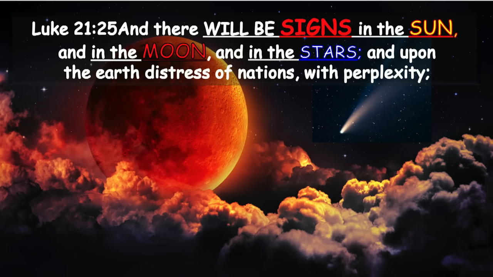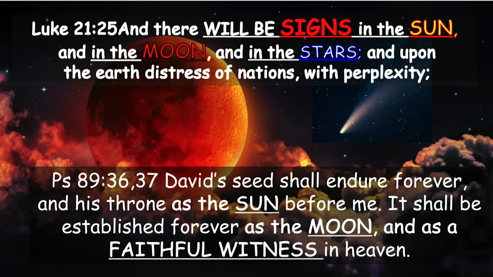And the nice thing about the sun and the moon, they don't disobey. They're not a prophet that's going to disobey. I don't want to go that way. Okay, Psalm 89:36-37 says, David's seed will endure forever. His throne as the sun before me, it will be established forever as the moon, as they are the faithful witnesses in heaven. They are God's faithful witnesses.